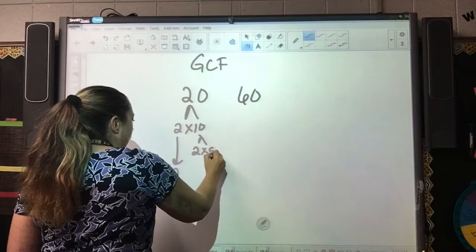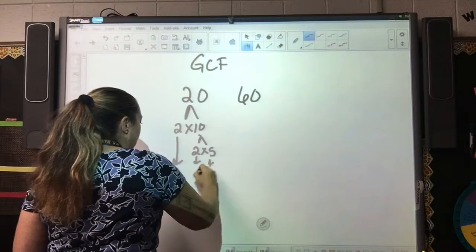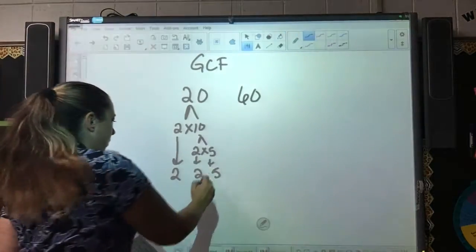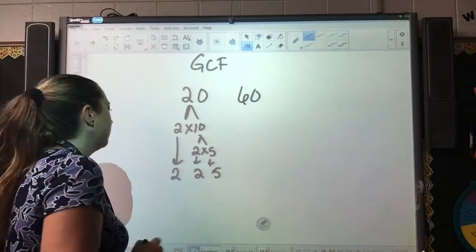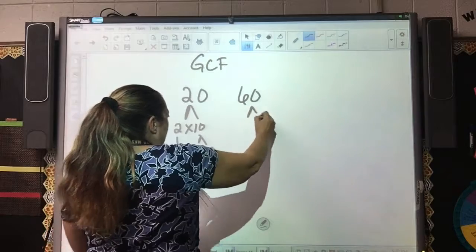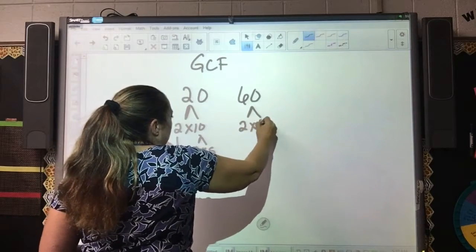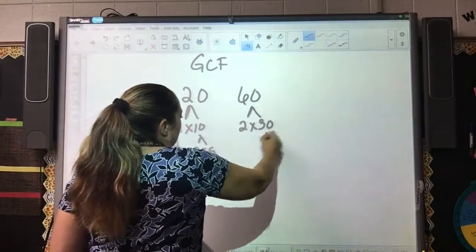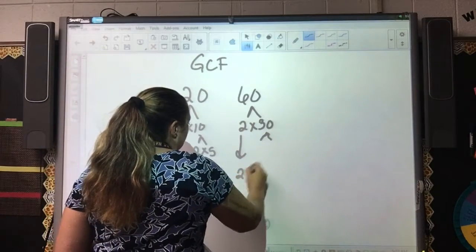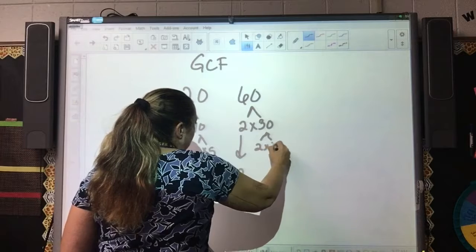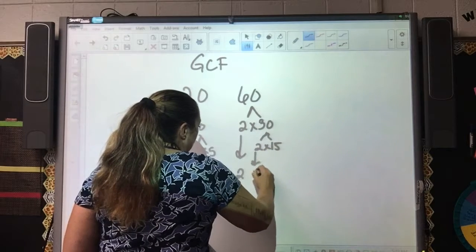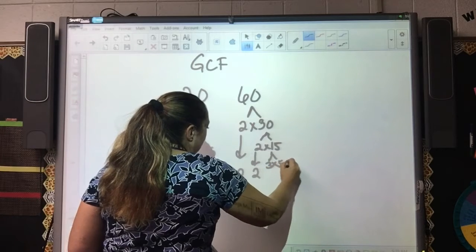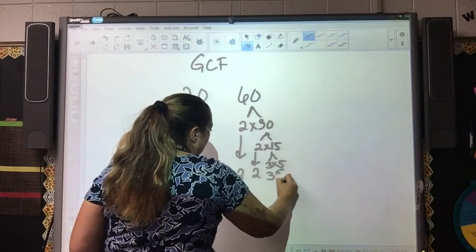Now this should be review for you if you've gotten this far. All right, break down 60. Those are all prime, so those are done. 2 times 30. Could have done 6 times 10 and broken down both sides. This one gets an automatic pass. Then we got 2 times 15. 2 gets a free pass. And 3 times 5. And those come down because they are prime.